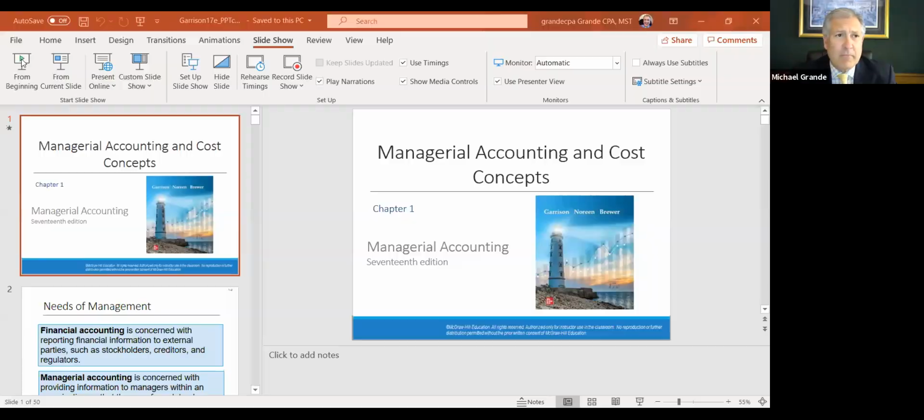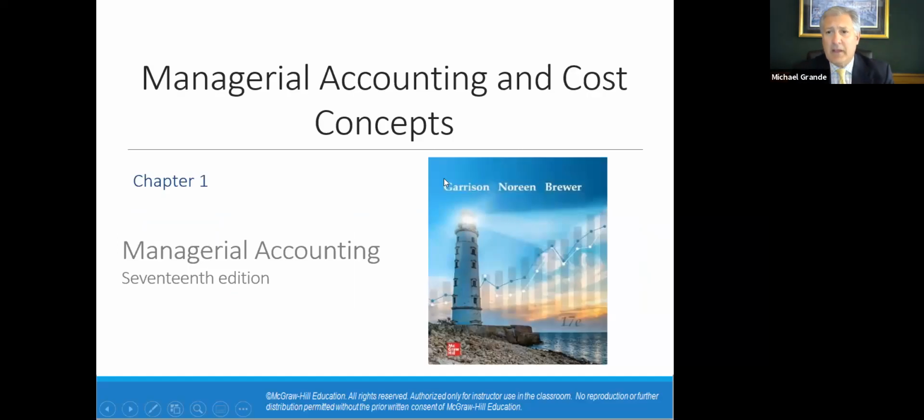So what I would like to do now is share my screen and bring up the PowerPoint presentation, and we'll start this discussion. It should be about 40-45 minutes long, and we will start from the beginning. Chapter 1, as I mentioned, is from the Garrison, Noreen, and Brewer book, Managerial Accounting and Cost Concepts. This is the 17th edition of this textbook.